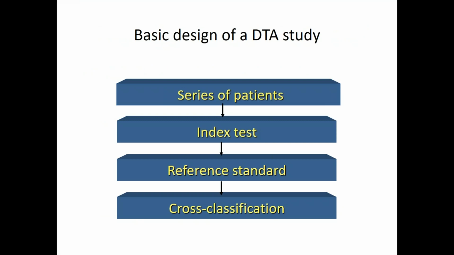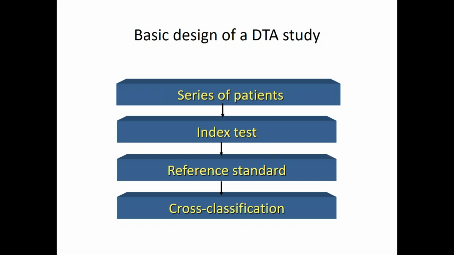I will summarize this by just highlighting the basic design of a DTA study, which is typically a cross-sectional study or a cohort-type accuracy study, where you start with a series of patients suspected to have the disease, not really with confirmed disease, but suspected to have the disease. And all these patients are tested with the index test and then verified with the reference standard, which is the best available test. And then the results are classified to come up with estimates of accuracy.